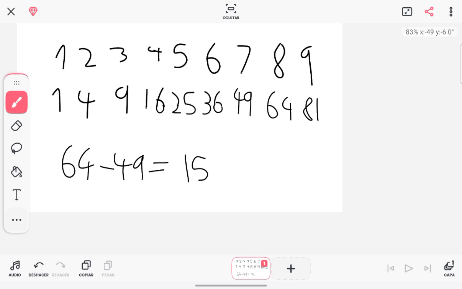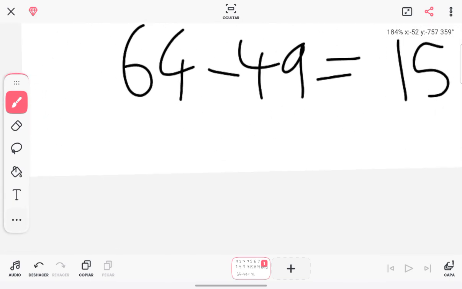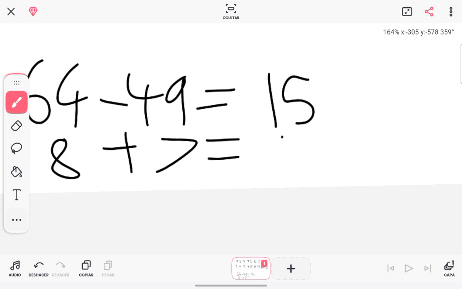And now I'm going to do the same thing. The square root of 64 is 8. The square root of 49 is 7. What is 8 plus 7? 15.